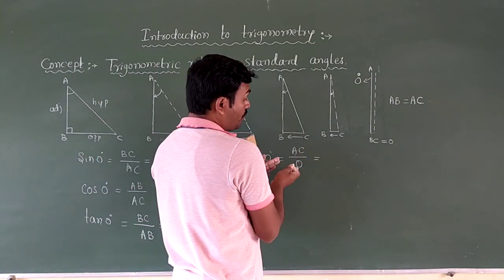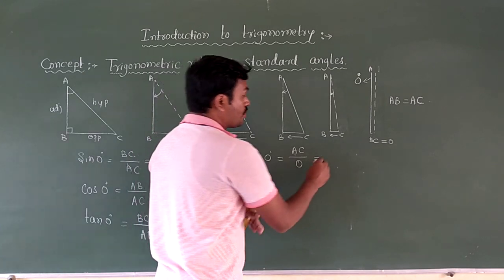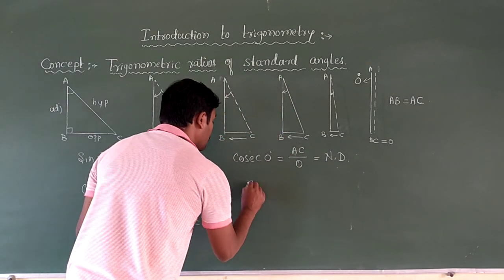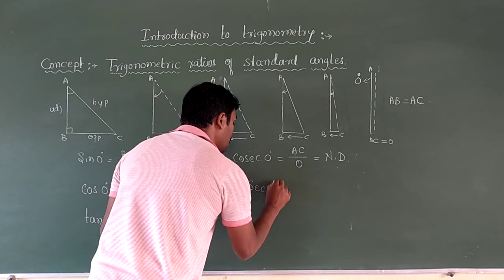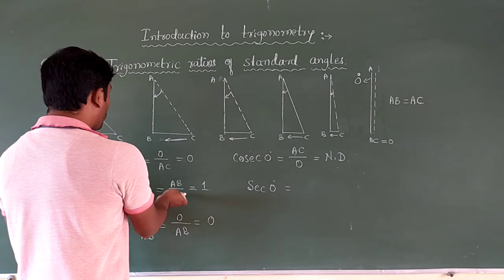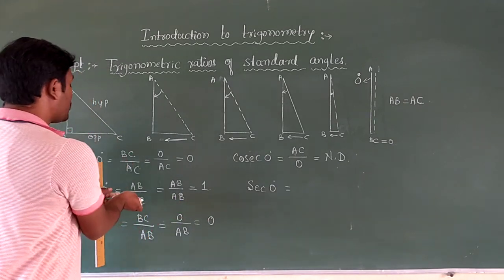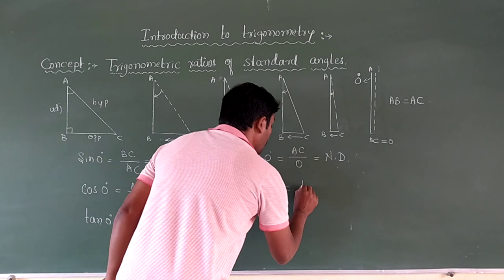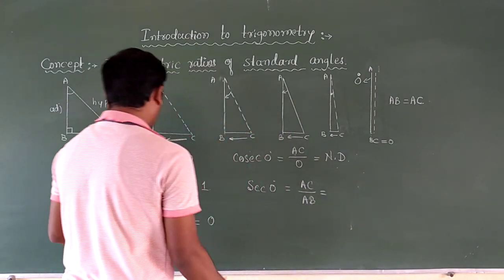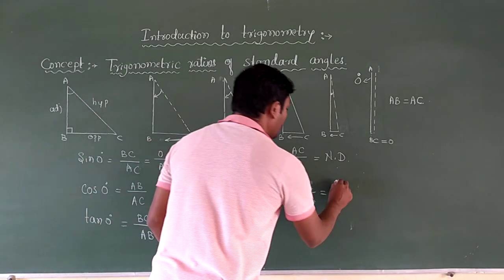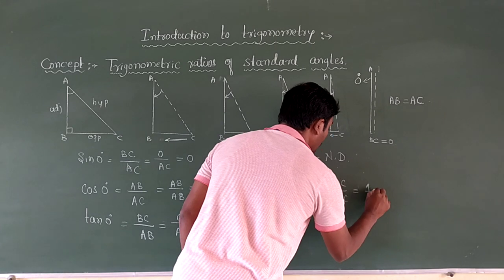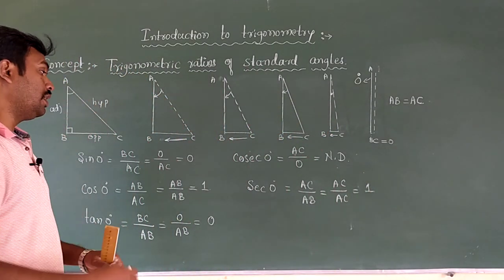It is not possible to divide the length of AC by 0, so it is not defined. Sec 0 degree is the reciprocal of cos, that is, AC by AB. Here AB equals AC, so AC by AC is also equal to 1. So sec 0 is 1.